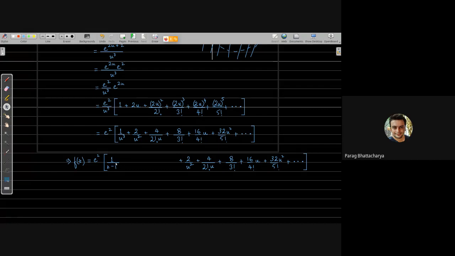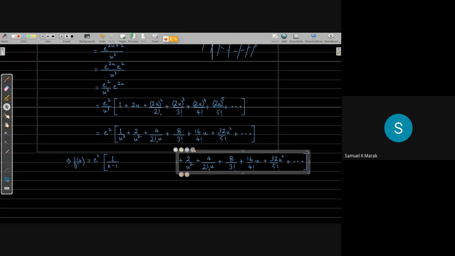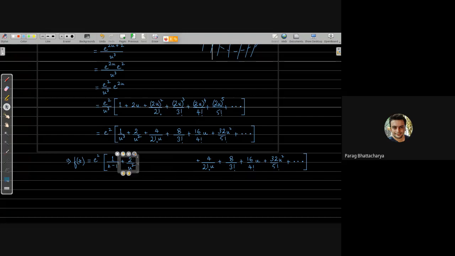Next, what will be the next term? The next term will be 2 by z minus 1 whole squared. Yes, so plus 2 divided by z minus 1 whole squared. So this gets replaced with z minus 1, whole squared.